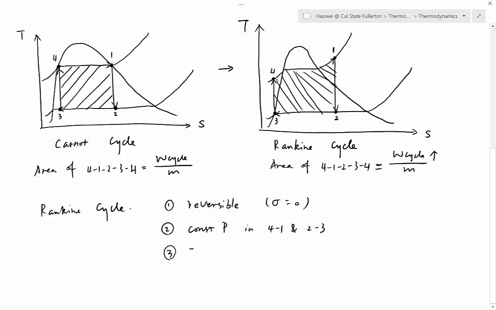And number 3 is isentropic for process 1 to 2 and 3 to 4, which is the same as the Carnot cycle. So that's why 1 to 2 and 3 to 4 are both vertical, because they're isentropic, so entropy, which is the x-coordinate, doesn't change. If the x-coordinate doesn't change, it must be vertical lines.